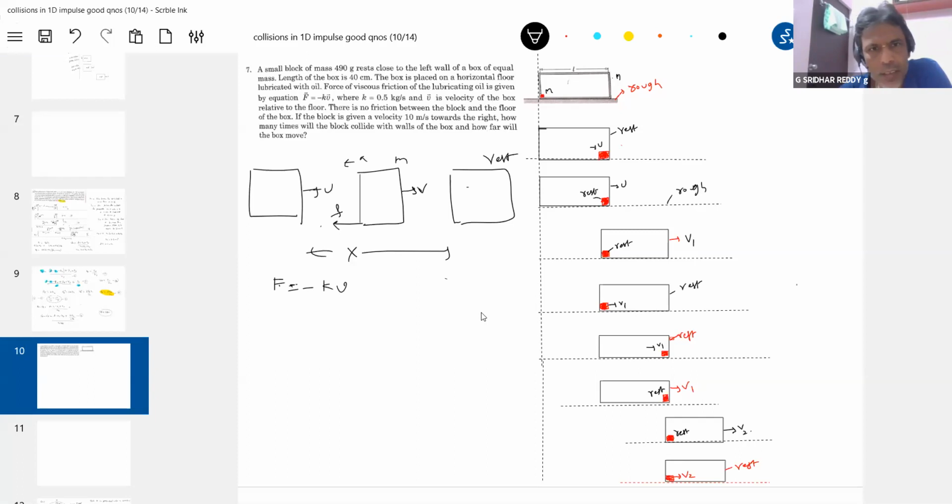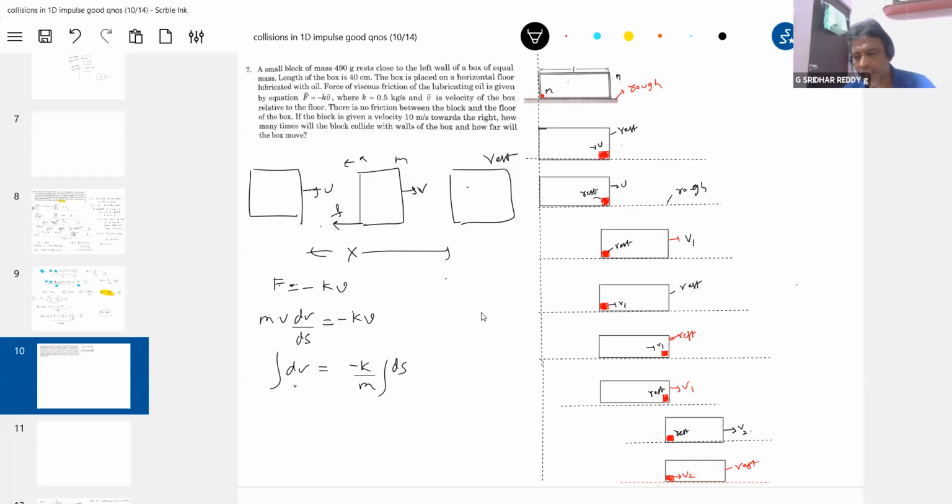And what is F? The viscous drag is equal to minus m dV by dt, which is minus kV, or v dV by ds. It is v dV by ds. So one v will get cancelled. So on the LHS we'll have only dV. So this will be minus k by m ds.